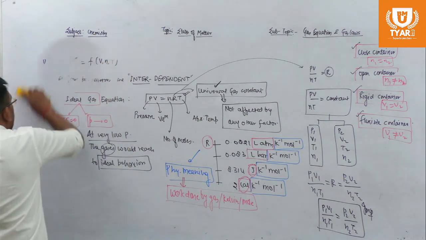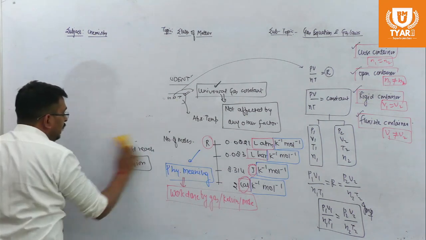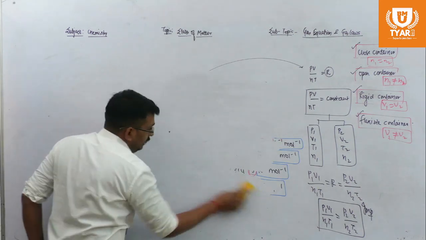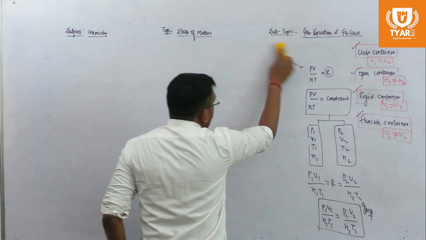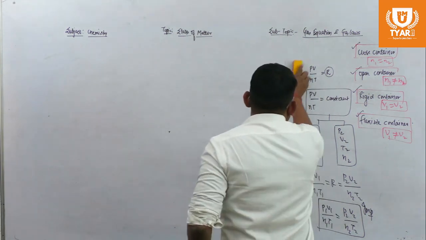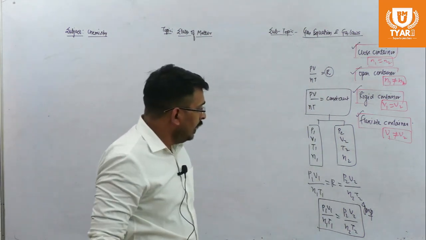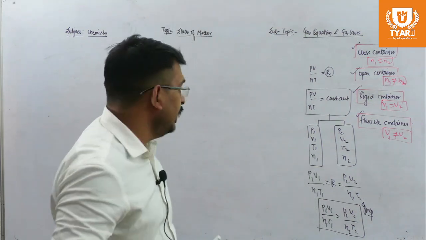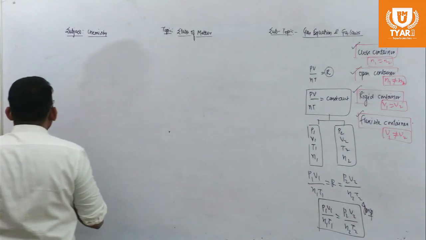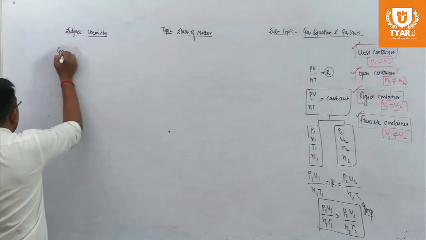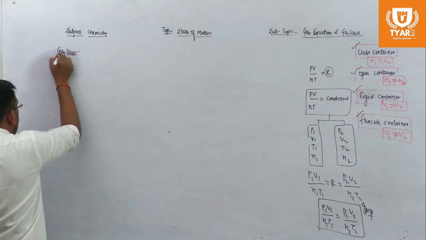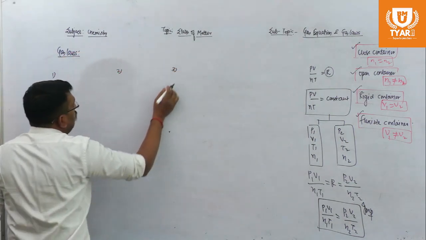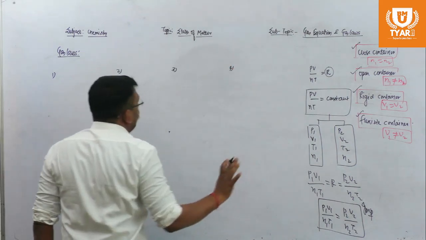Again, I'll just clear it out, and then we'll do something further. We have landed up here. P1 V1 upon n1 T1 equals P2 V2 upon n2 T2. Right. Now we will be doing gas laws. The most awaited thing, gas laws. First gas law, second, third, and fourth. There are four gas laws primarily.